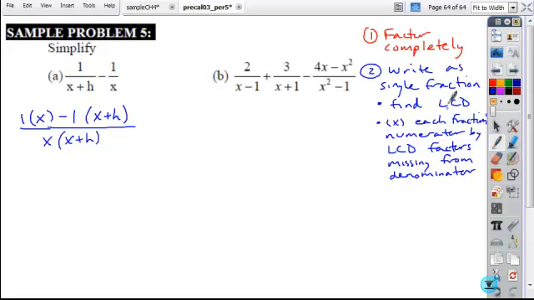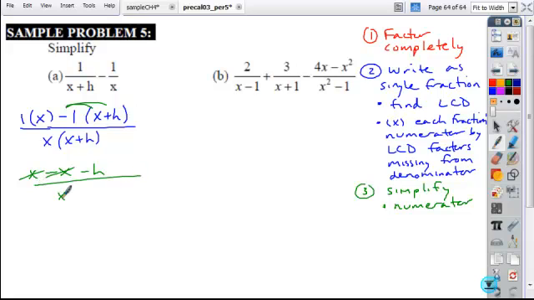Once you write this as a single fraction, your next step is to simplify, and simplifying begins with the numerator. So we're going to simplify our numerator. We have x, distribute our negative, minus x minus h. The x's cancel, so we're left with a negative h over x times x plus h.